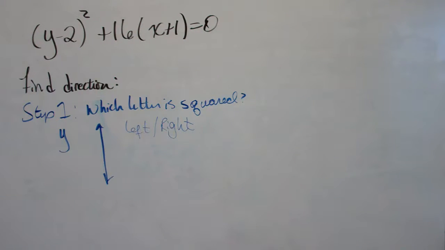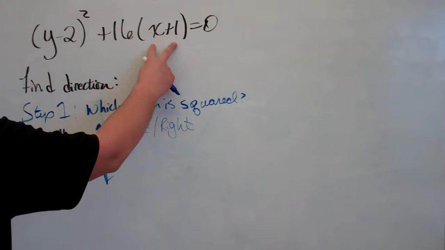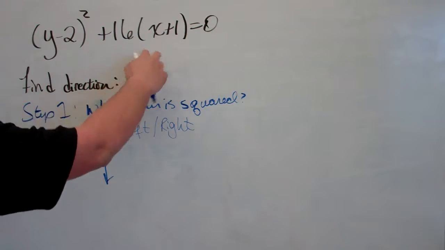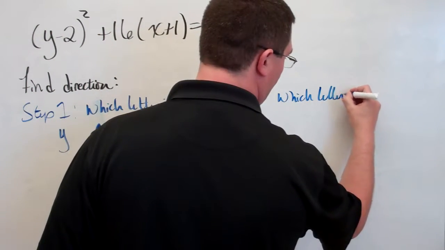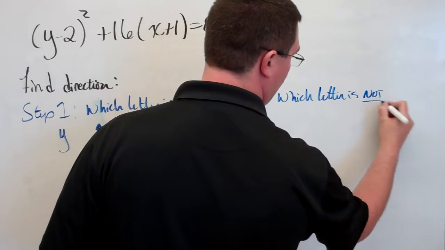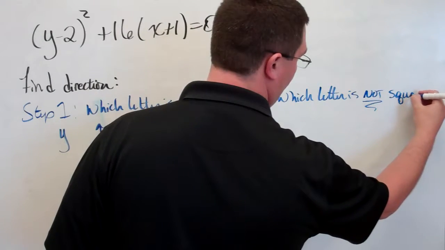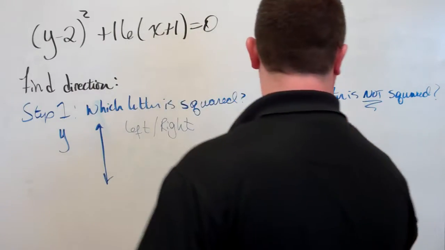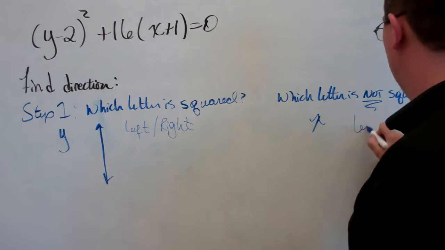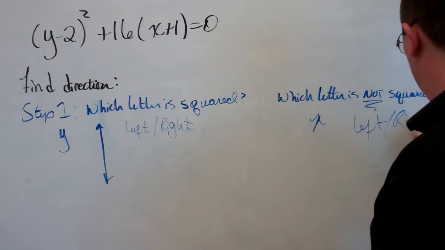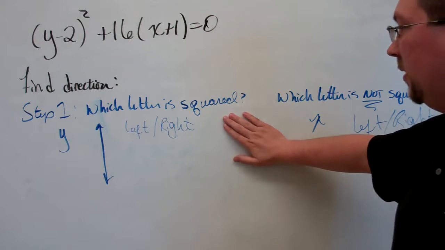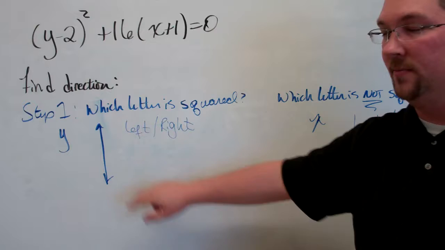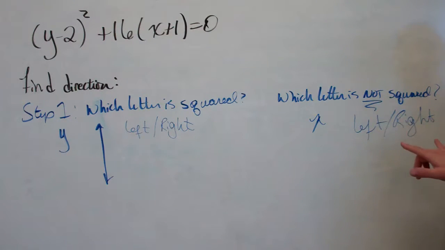So that means that our parabola will have to open left or right. If you want to look at which letter is not squared, since x is not squared, then you know that it's left-right immediately. You can remember it either way you want. Which letter is squared? That's the direction of your directrix line. Which letter is not squared? That's the direction it opens.